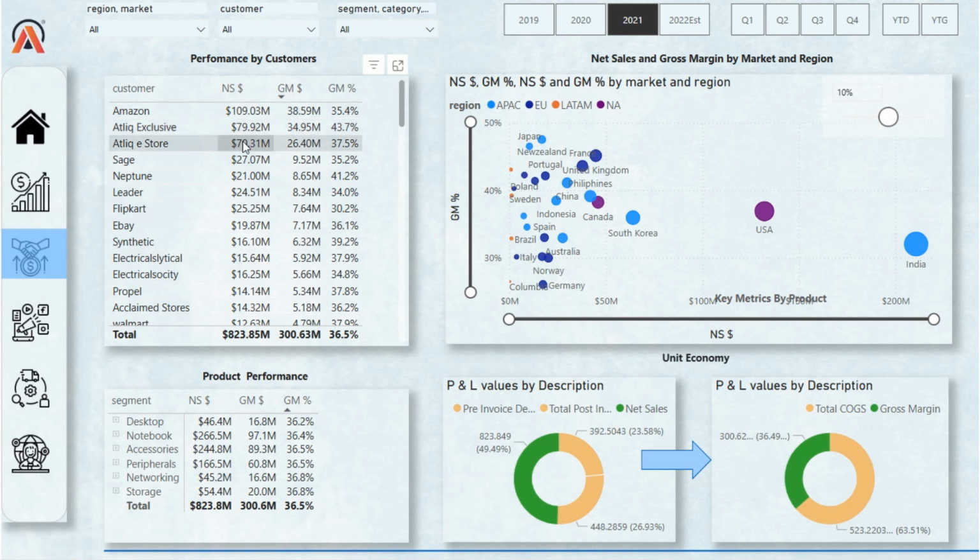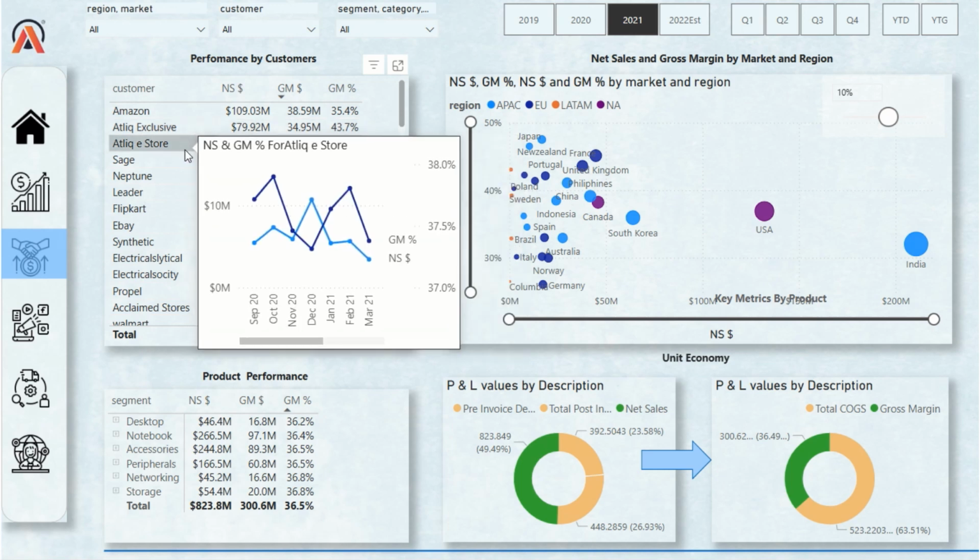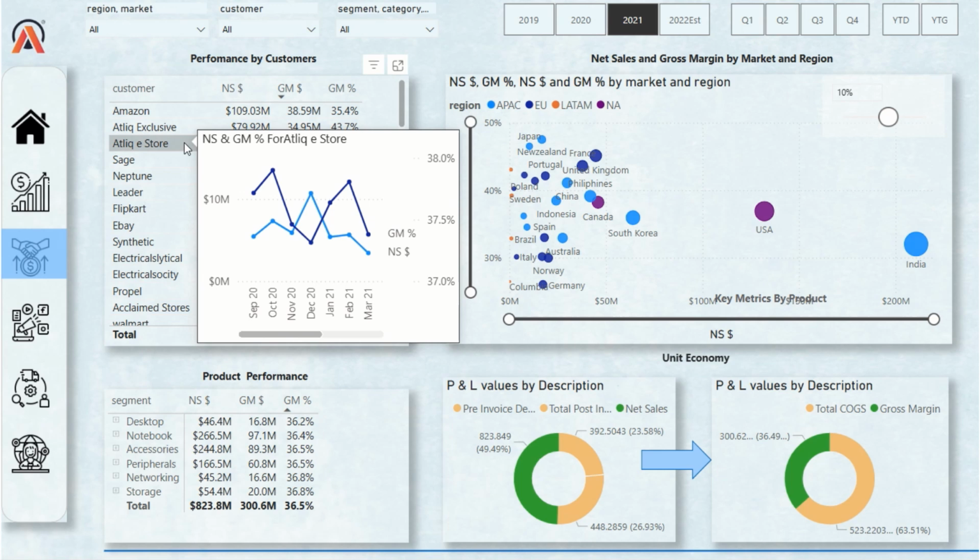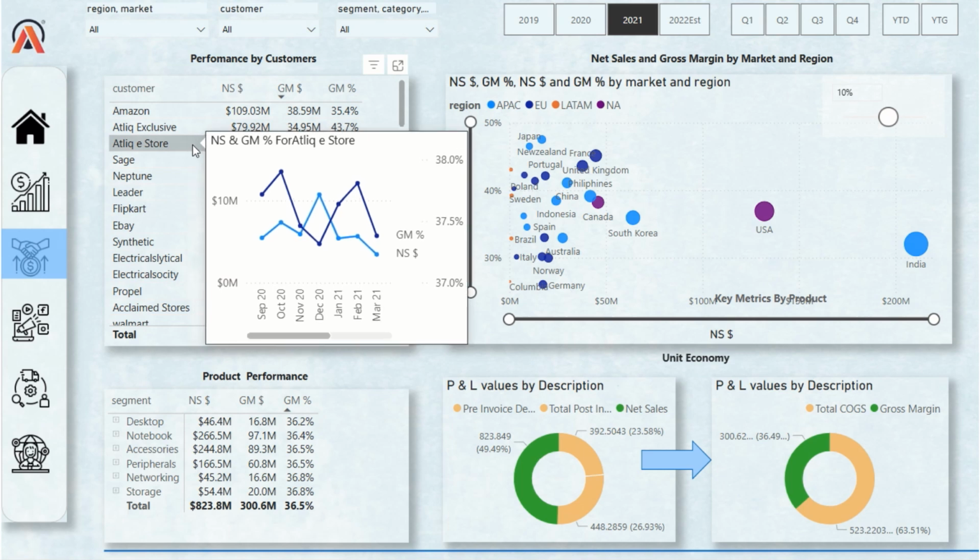And here, the trend that you're seeing is something called a tooltip. Basically, what the tooltip gives us is month-wise data in that particular fiscal year. What was the performance month-wise in that particular fiscal year, in the 2021 fiscal year? That is the reason we are showing this tooltip.